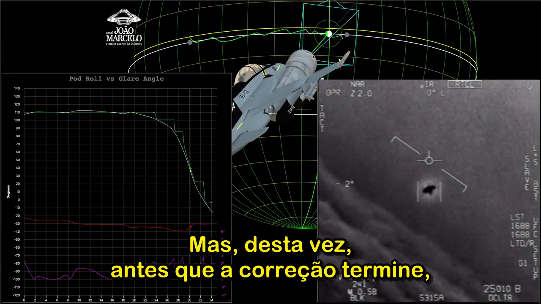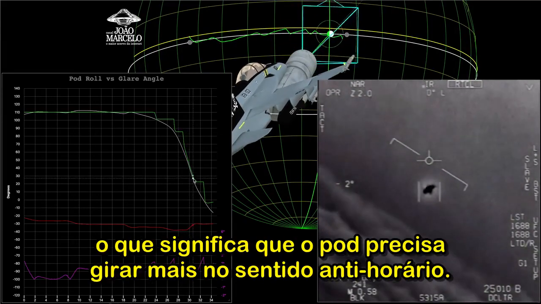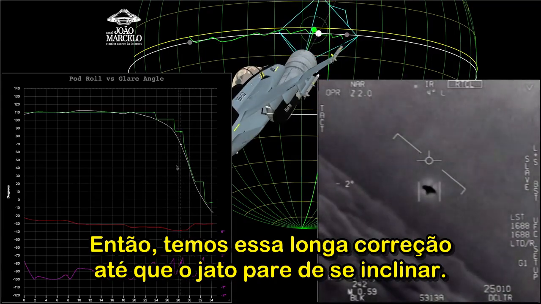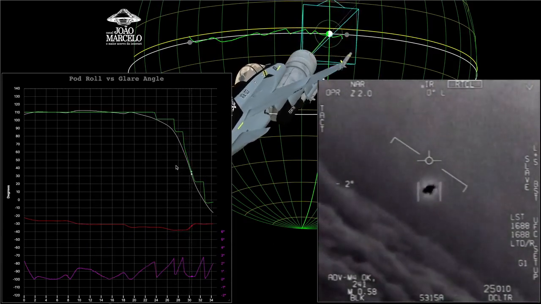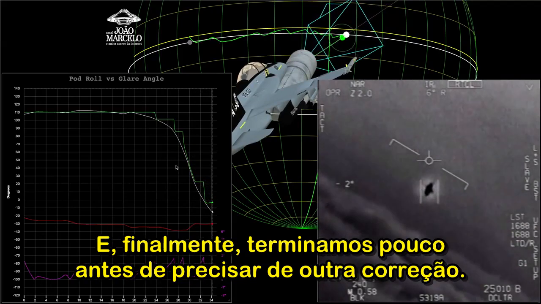But this time, before the correction ends, there's a roll of the jet in a clockwise direction, which means the pod needs to rotate more in the counterclockwise direction, so we get this long correction until the jet stops banking. Then there's one more correction like the others, and finally we end just before another correction would be needed.